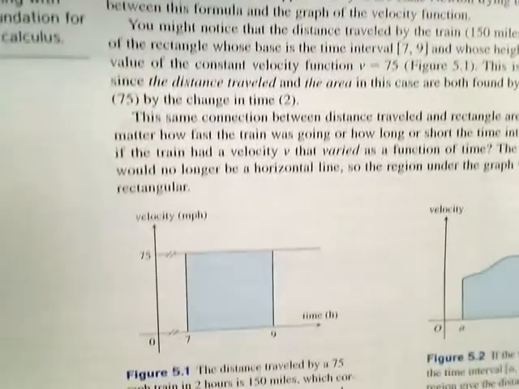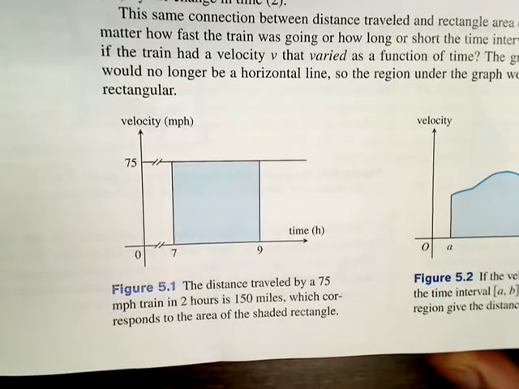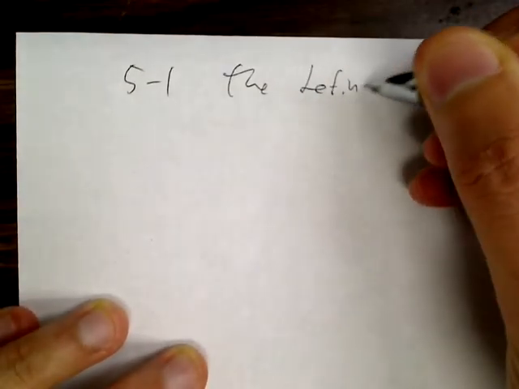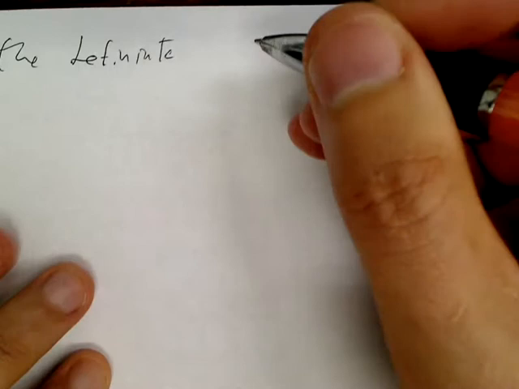So just a little thing here at the bottom of the page, talking about velocity and time, and we're actually going to do a little bit of that. So let me go ahead and get some paper out here, and we can chat about this a little bit. So let's say this is section 5.1, the definite integral.